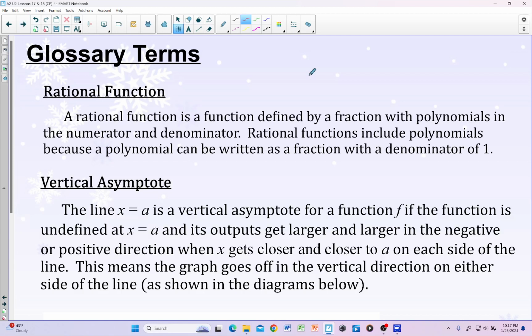Okay, so let's define these now. First off, a rational function. A rational function is a function that's defined by a fraction with polynomials in the numerator and denominator. Now, rational functions include polynomials. Polynomials can be written as a fraction with a denominator of 1. Remember, numbers like this are considered polynomials as well.